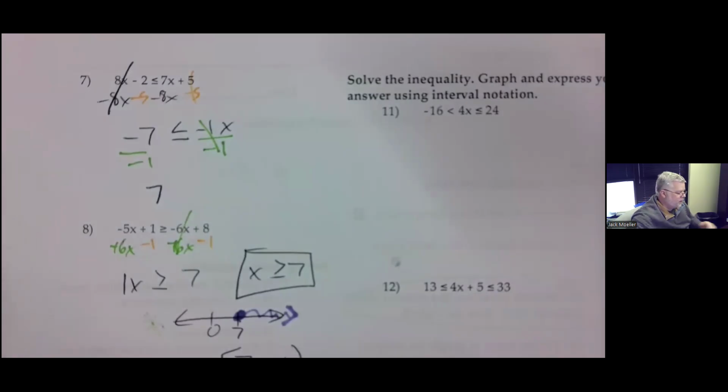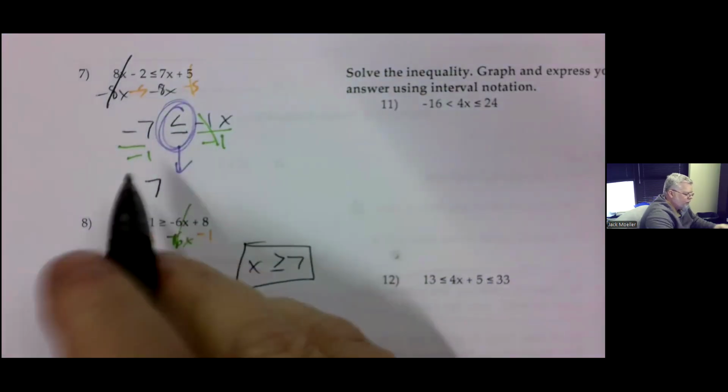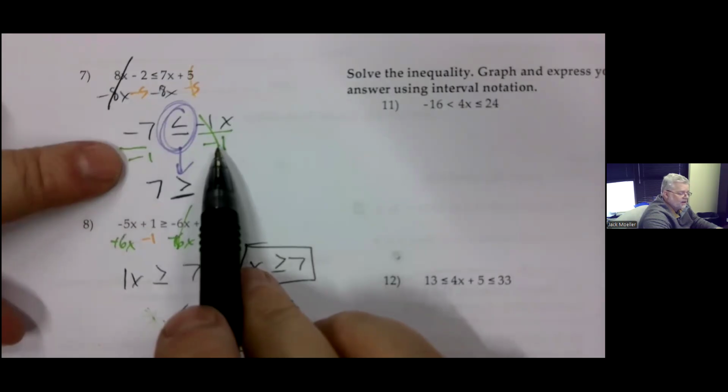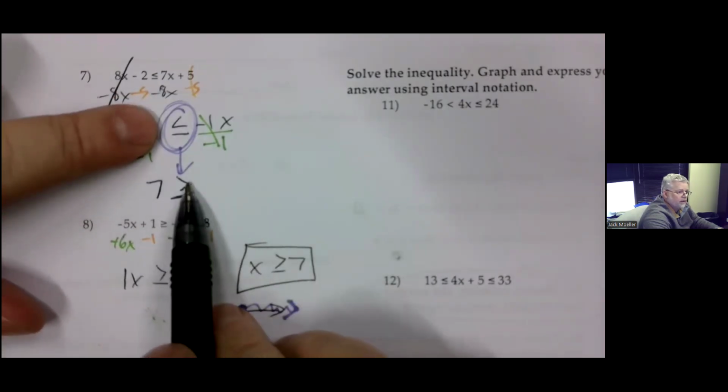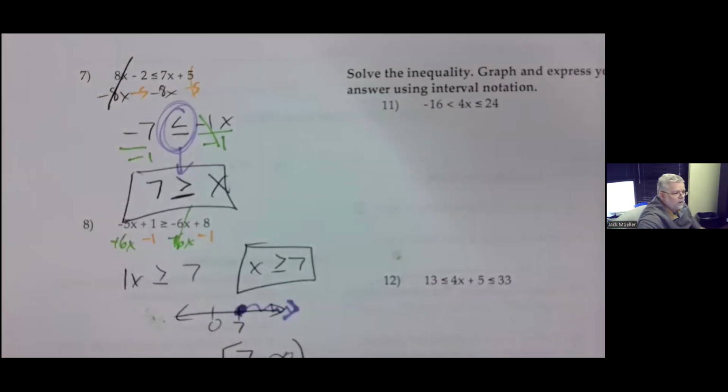Now here's where you have to be careful. We divided both sides by a negative, so we have to flip or reverse that inequality. So the less than now becomes a greater than or equal to. If you're dividing both sides by a negative in this last step, make sure to flip that sign. Okay, so 7 is greater than or equal to x.